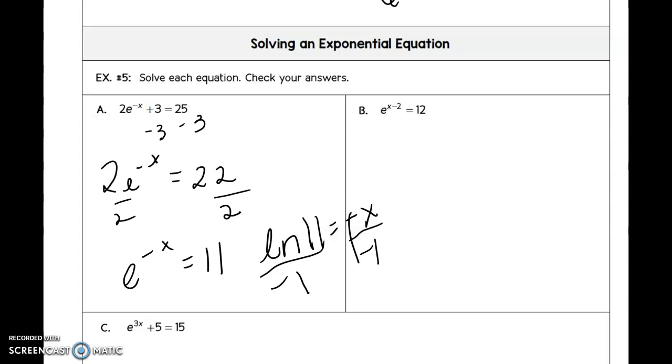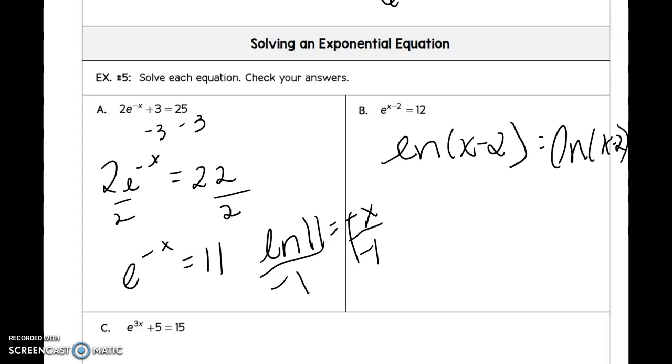Here, we want to get rid of our exponent. Well, yeah, we can. So let's do ln of e to the power of x minus 2 equals ln of 12. Oh, see, people are talking in the background and it's, there we go.